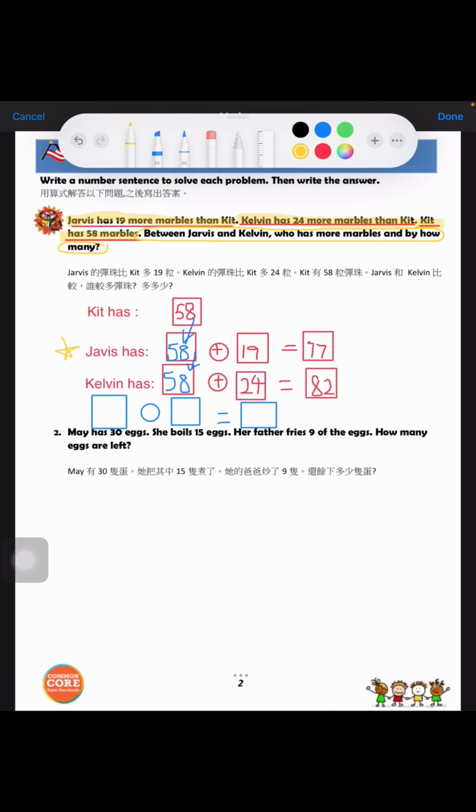Now to compare the number of marbles between Jarvis and Calvin, who has more marbles? Calvin has 82 marbles and Jarvis has 77 marbles. Since 82 is larger than 77, Calvin has more marbles than Jarvis. But how many more marbles does Calvin have than Jarvis? We can subtract 77 from 82 to find the difference.